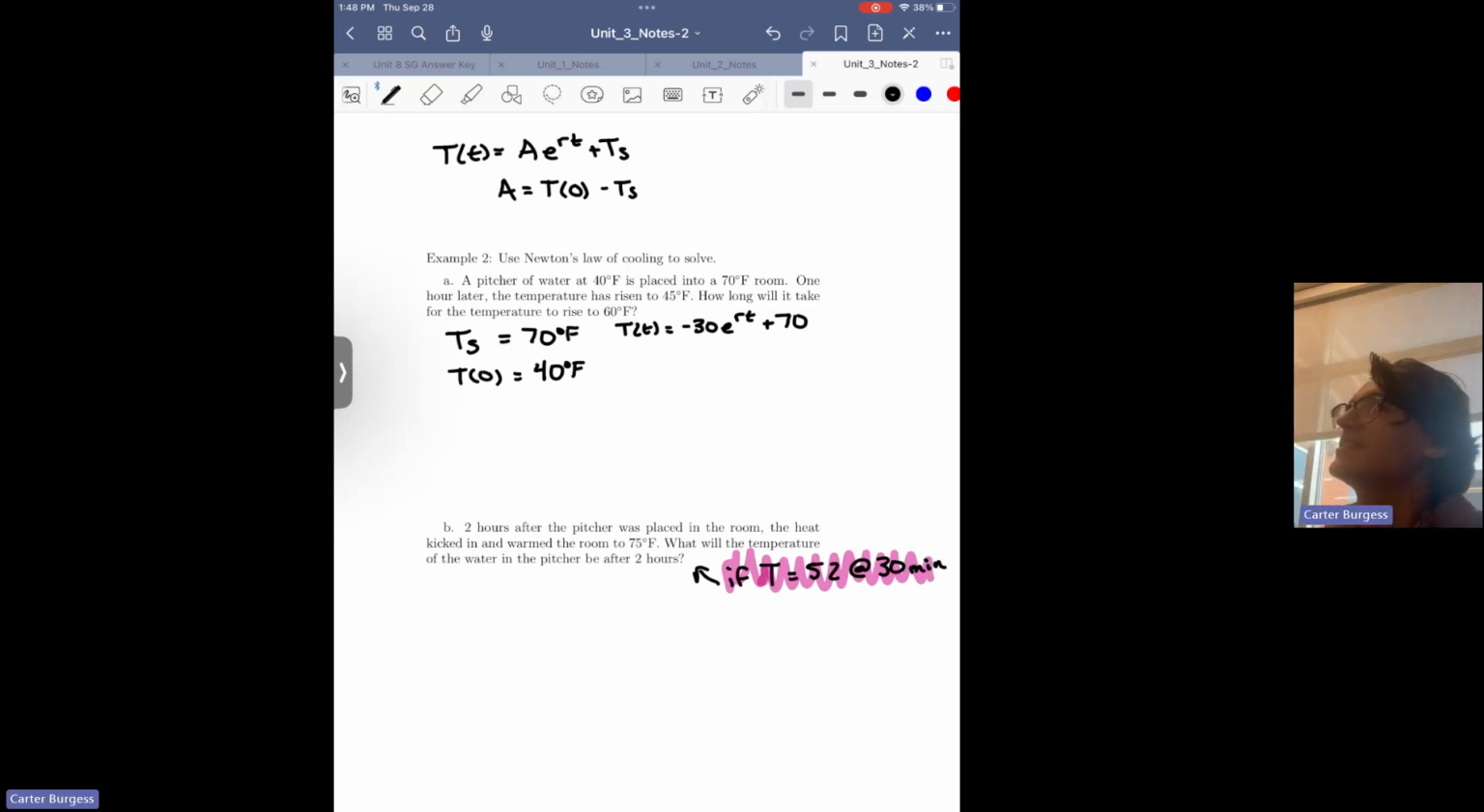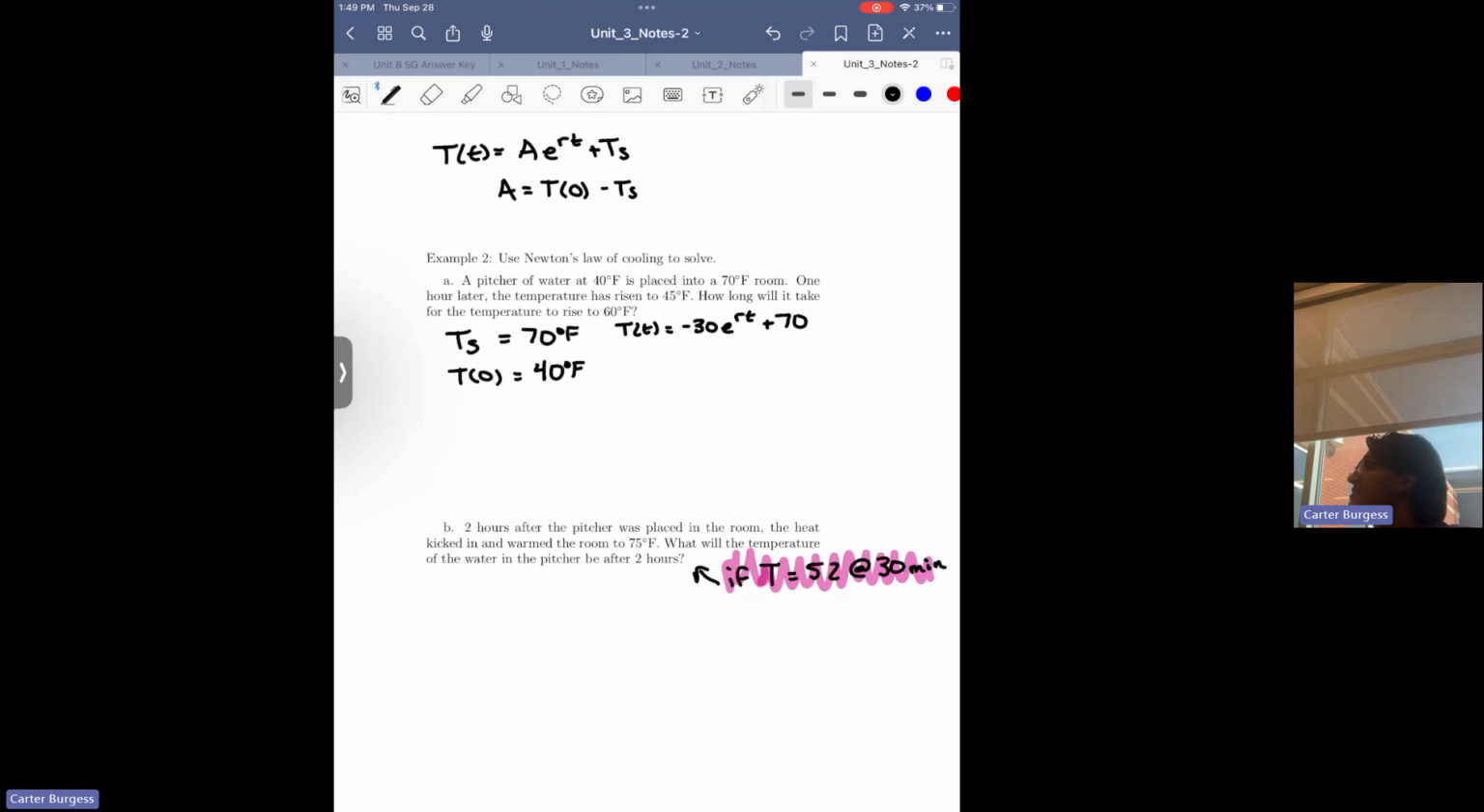Another interesting thing that we actually already kind of mentioned: if the object that I place in the room approaches the temperature of the room, right? We place a 5,000 degree knife in a room, it cools, it approaches that 70 degrees. What is happening to the difference as we approach this?